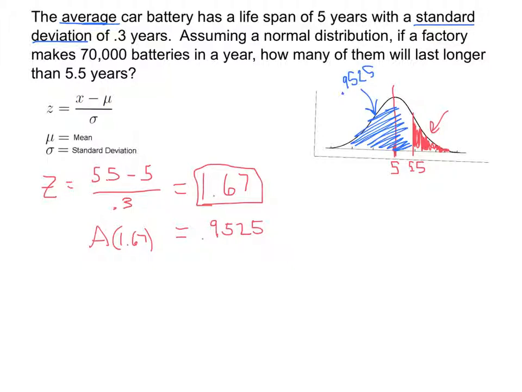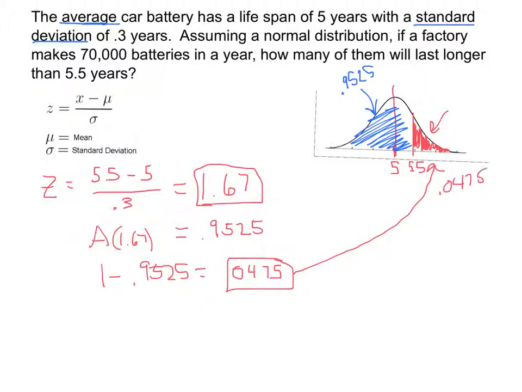So if you want to find the area that the problem wants, you have to go ahead and subtract the 0.9525 from the total area, which is always 100%. And when we do this, we get 0.0475. So that means that this area here is 0.0475. That's the area that we have. However, that's not the answer to the problem. That's just the area of the region that's greater than 5.5.